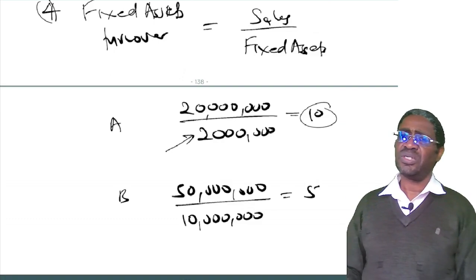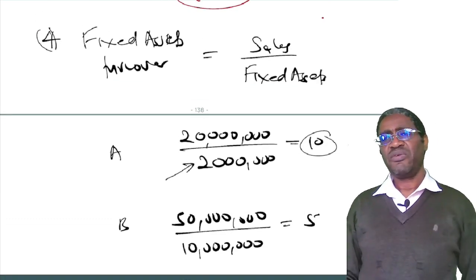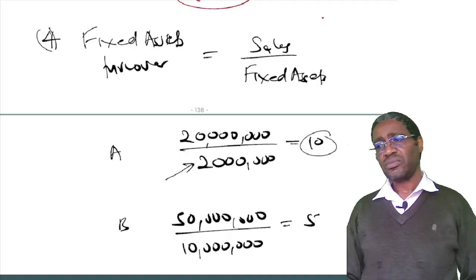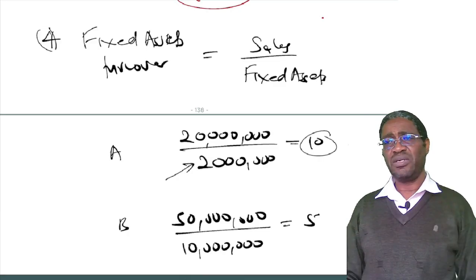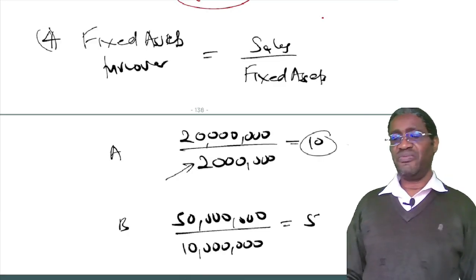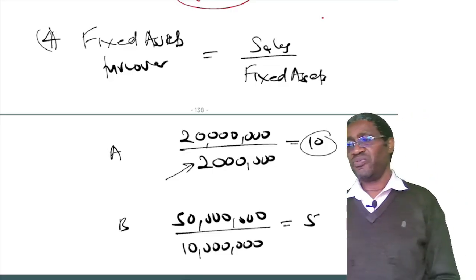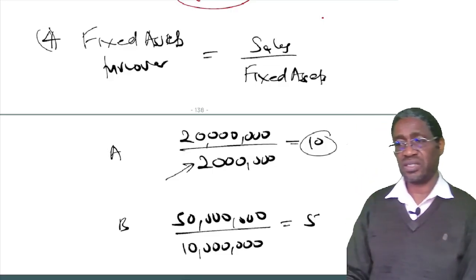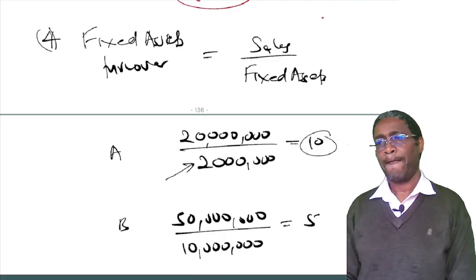So let's put down that ratio number 4: fixed assets turnover. The formula is equal to sales divided by fixed assets. Take sales, divide that by fixed assets.